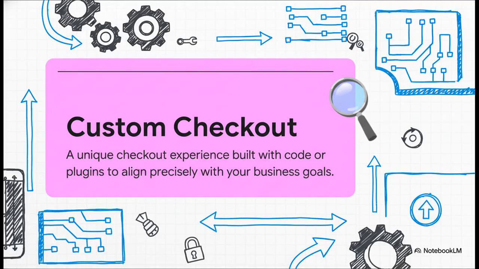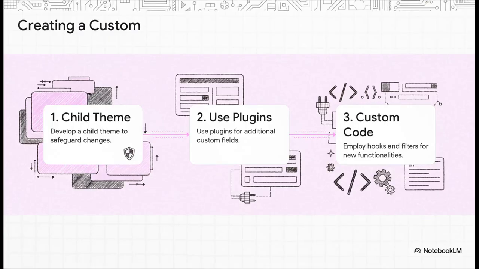The goal here is to create a journey that is 100% unique to your brand and your business model. Now, I'm not going to lie, this path is definitely more technical. It involves things like creating what's called a child theme to keep your work safe, using plugins for special custom fields, and then diving into the code. You'll be using things called hooks and filters. A simple way to think of them is like little anchor points in the code where you can attach your own new features. This is really where the developers get to shine.